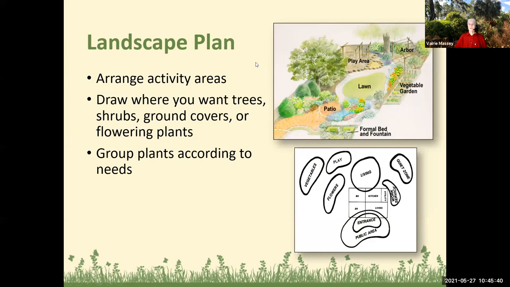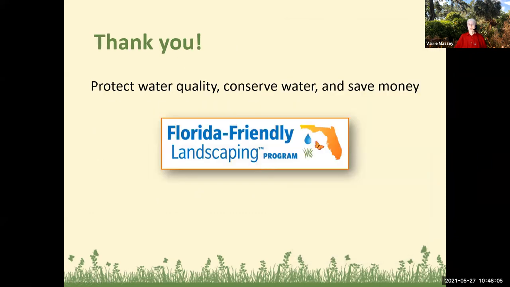We want to, again, lay out what you've got existing, and then maybe a design of what you would like. And you want to group plants according to their needs. You want to draw in where you think you would like a tree for shade, or areas where you want a vegetable garden, or maybe a fountain. And with that said, once you've done all your homework and your planning, then you start with selecting plants, and Susan is going to go over that with you.